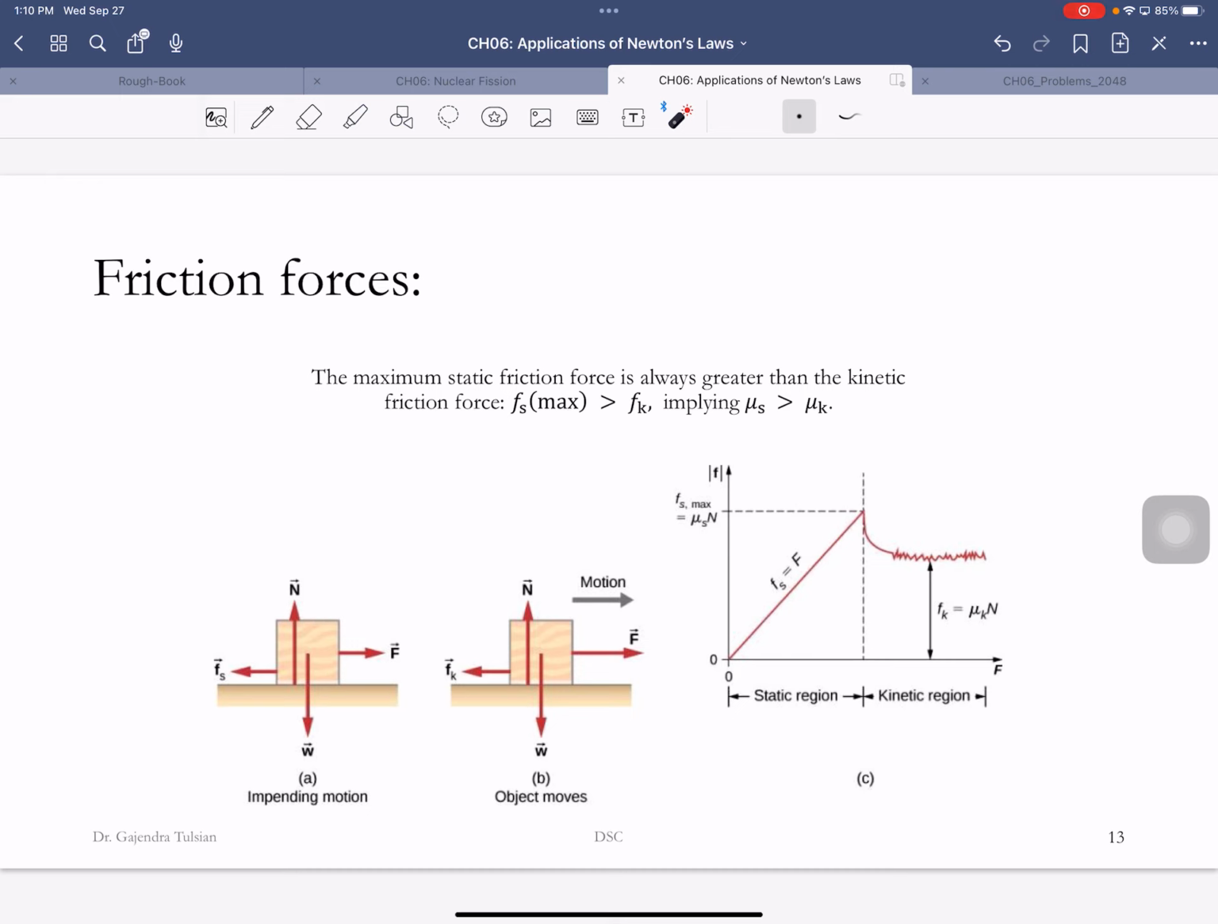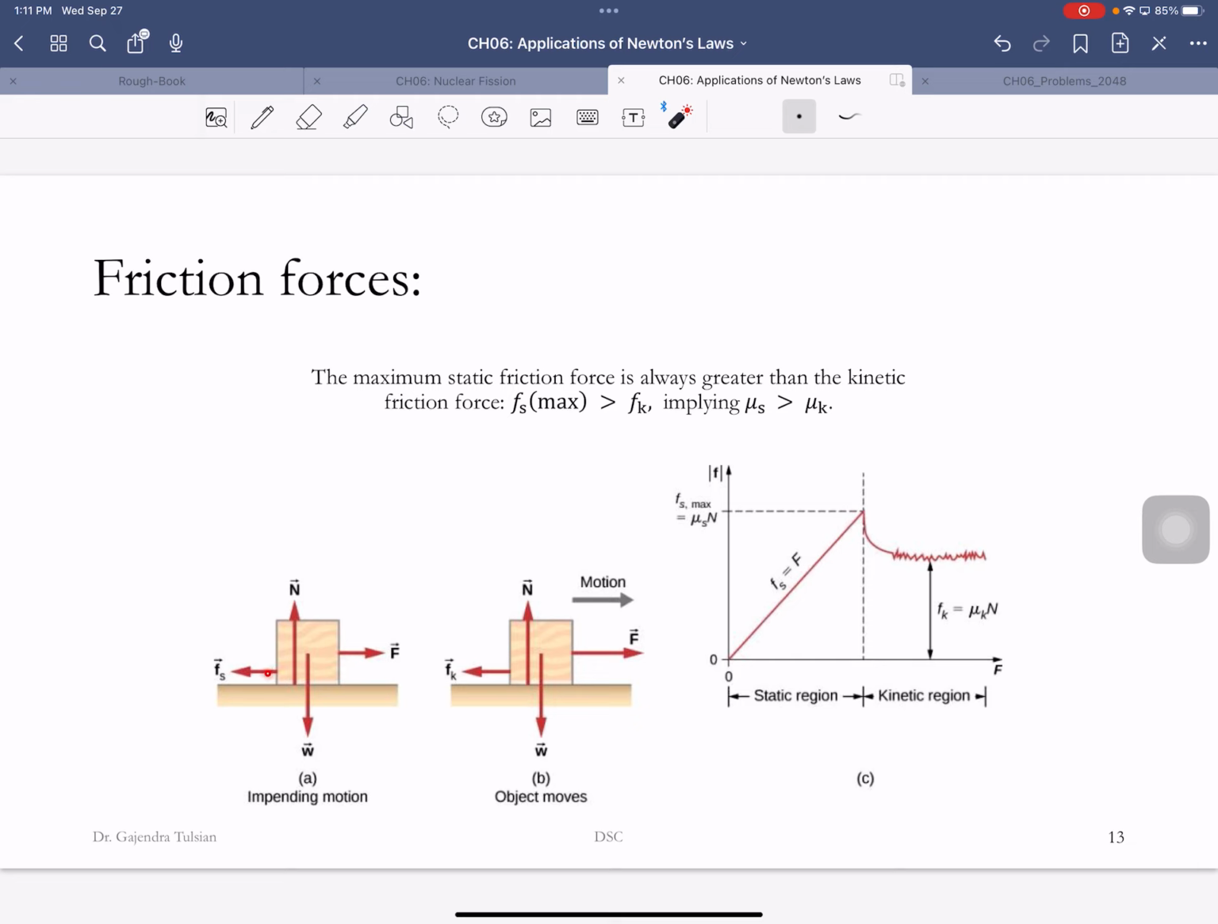So here's an object. Let's look at all the forces acting on the object. Here's the weight of the object. Here's the gravity, Earth pulling down on the object. Here's the normal force. Where's the normal force coming from? The table pushing up on the object. Okay. And right now we have applied this force, let's say 10 newtons, and the object is not moving.